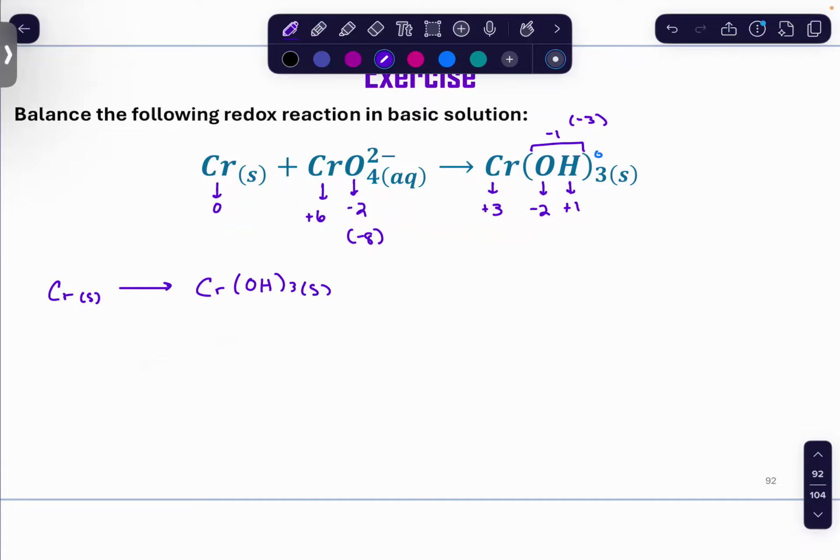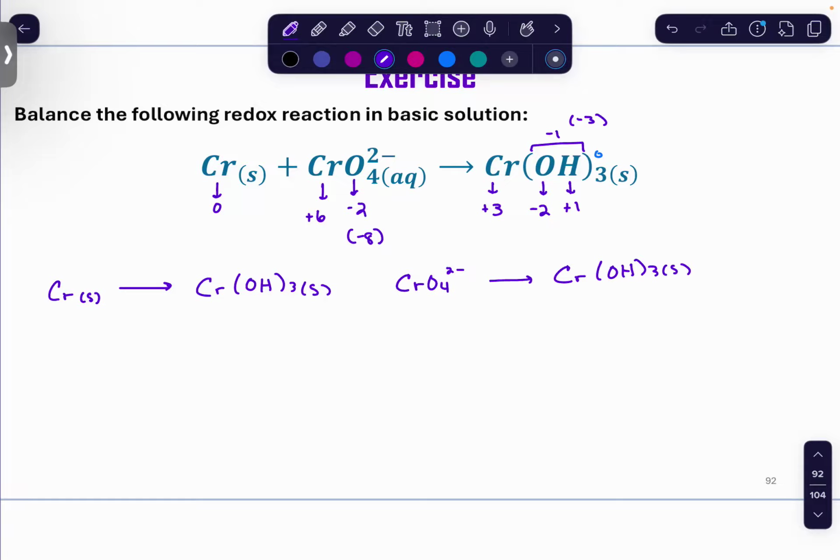And so chromium goes from a 0 to a +3, so that's oxidized. Your other half reaction, your chromate ion, chromium goes from a +6 to a +3, so this is reduction, in the chromium 3 hydroxide. And now that you know the proper name of this is chromium 3 hydroxide, I'm not going to say that every time. So this is how you break it apart.